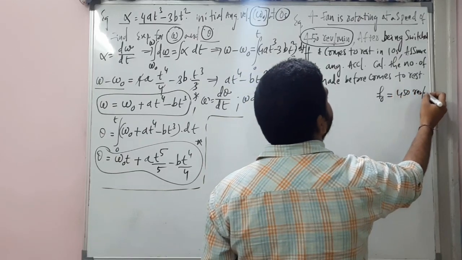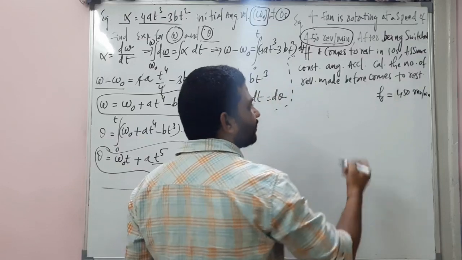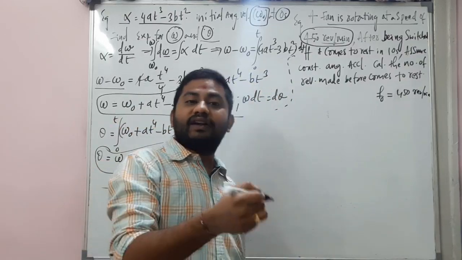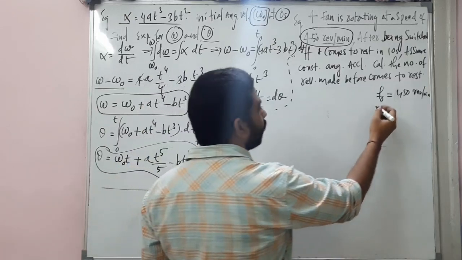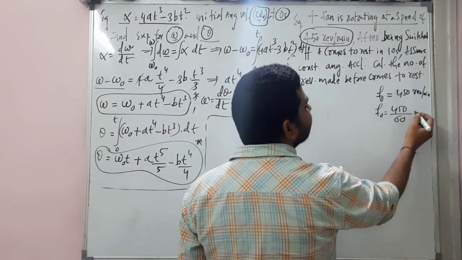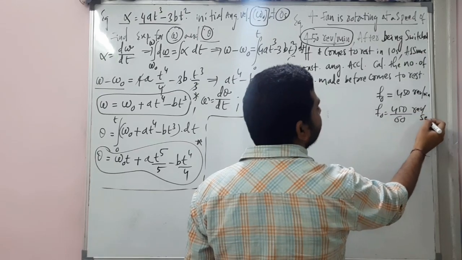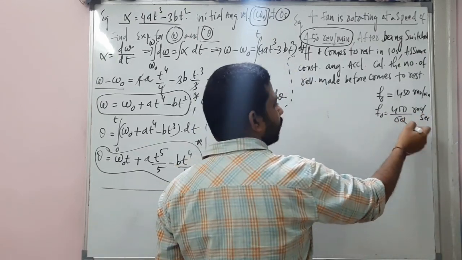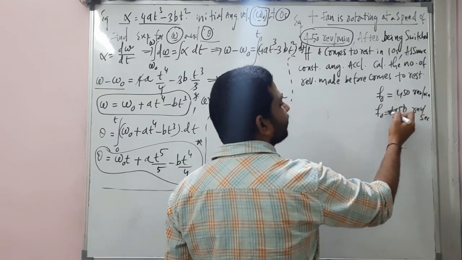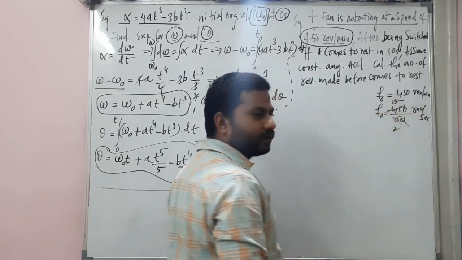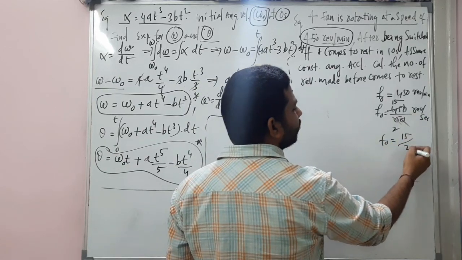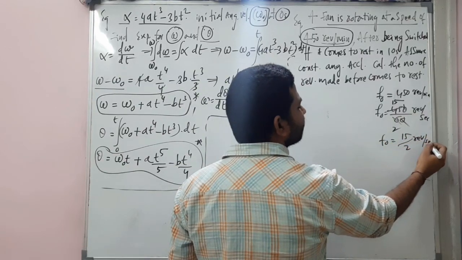Initially, 450 revolutions per minute. Generally, frequency units will be revolutions per second. So, the f naught I can also write as 450 by 60 revolutions per second. Zero cancels, 3 2s are 6 and 3 15s are 45. See here, what is f naught we have got? 15 by 2 revolutions per second.